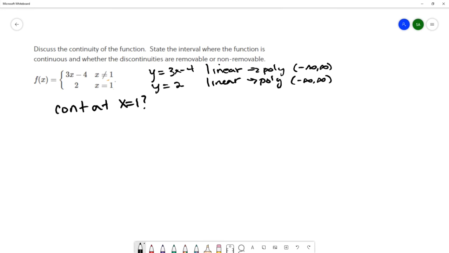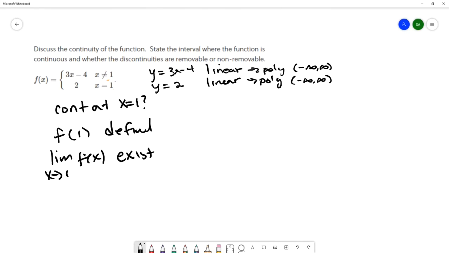So there are 3 criteria for a function being continuous at a point. You need the function to be defined. You need the limit to exist. And you need for the function value and the limit value to agree. So you need the function value to equal the limit value. These are the 3 criteria. So we're going to check those 3 criteria.